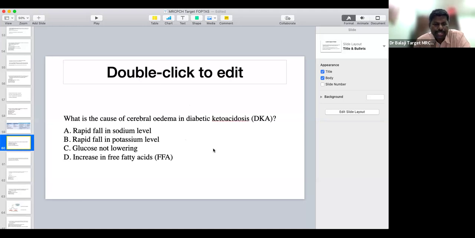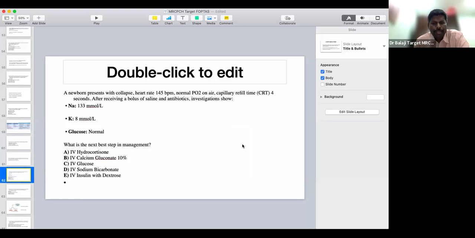Then what is the cause for cerebral edema in diabetic ketoacidosis? It is the sodium. We should understand that it is the rapid fall in sodium that is the cause for cerebral edema in diabetic ketoacidosis. These are all they are asking in the exam, all the questions like this. I think you can all answer this. It's a very nice, tricky question.